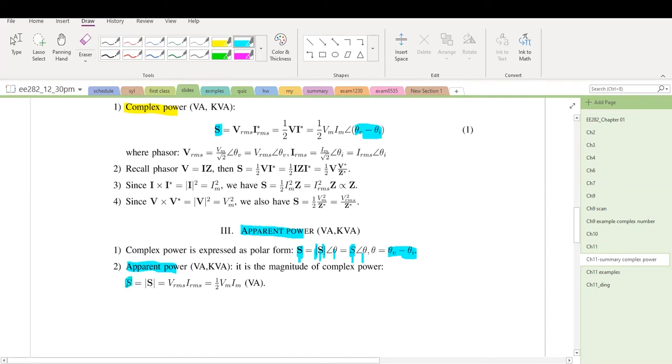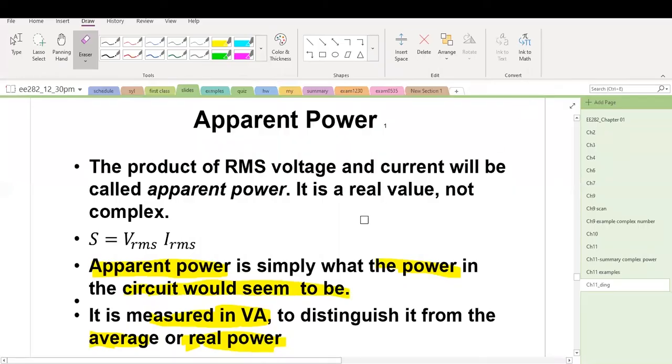Apparent power, that's S. The unit is VA or kVA. So that's the magnitude of complex power, and that equals the magnitude of V RMS multiplied by I RMS, or half of the magnitude of Vm multiplied by Im. The physical meaning of apparent power is the power that the circuit seems to have. The unit is measured by VA. This is to distinguish it from the average power, our real power.